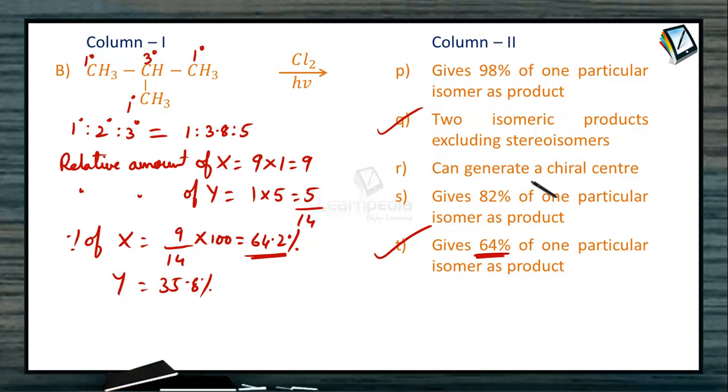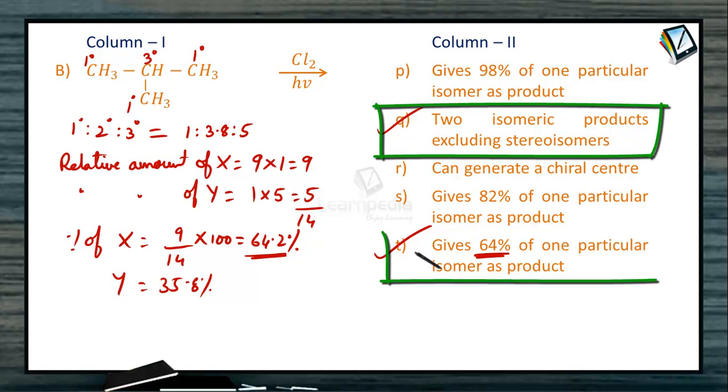Now can this generate a chiral center? Definitely no, isn't it? Whenever you are replacing any one of the primary hydrogens, we will never get a chiral carbon. Again, if you are replacing the tertiary hydrogen with a chlorine, then also this carbon is not chiral because it is attached to 3 similar methyl groups. So here for structure B, the correct match is only Q and T.